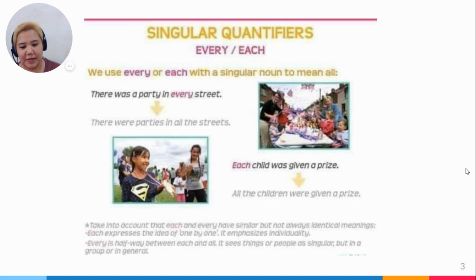But take into account that each and every have similar but not always identical meanings. Each expresses the idea of one by one, so it actually emphasizes individuality. Every is halfway between each and all, and it sees things or people as singular, but in a group or in general.